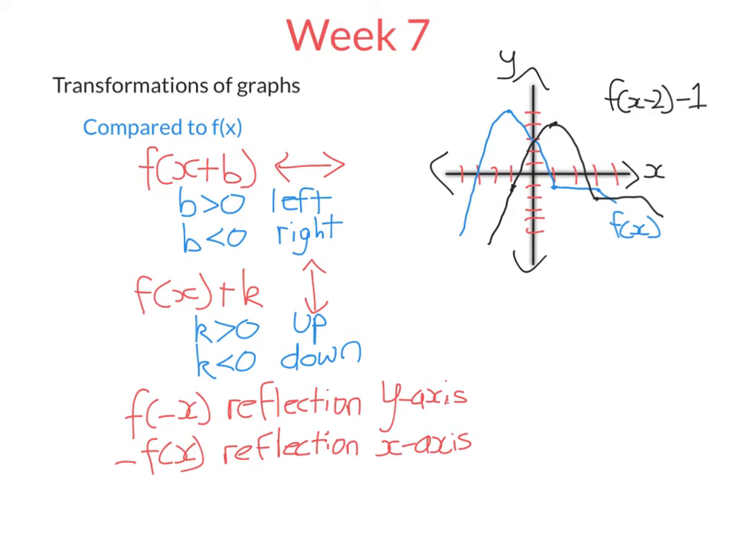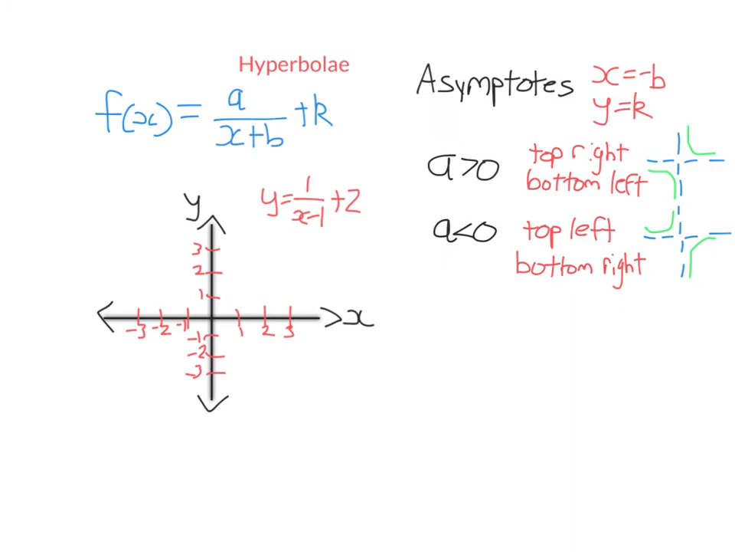All right, let's now look at some hyperbolas. Hyperbolas are these weird looking graphs like here that are in 2 pieces. Hyperbolas have asymptotes, unlike polynomials, which never have asymptotes. Asymptotes are like no-go zones. If the function is of this form, the graph will be a hyperbola, and it will have 2 asymptotes. It will have a vertical asymptote at x equals minus b, and a horizontal one at y equals k.